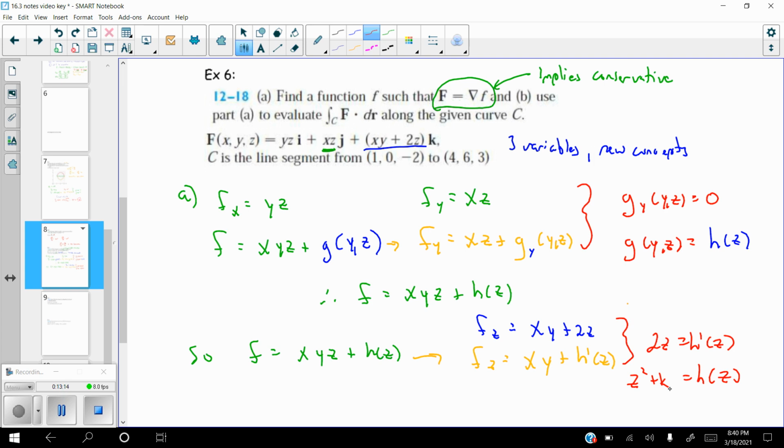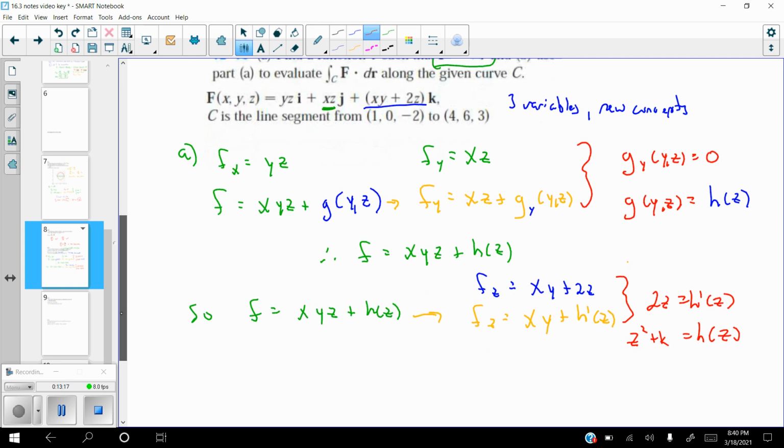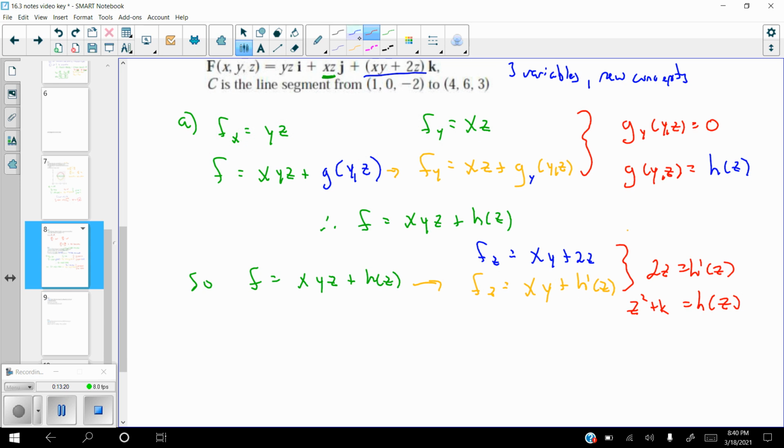So after all of this, and I don't want to say finally, but at least we get to our f. So finally we get f, which is xyz plus our h of z, which is z squared plus k. So that's the original function that this one comes from. And you could double check, take the partial of xyz plus z squared plus k with respect to x, with respect to y, with respect to z, and you should get back to your vector field.